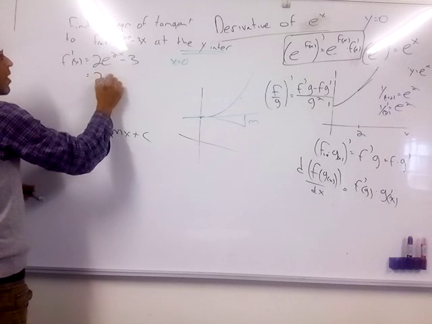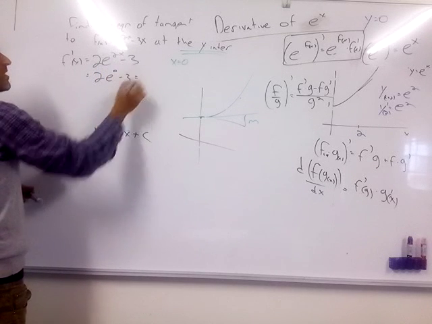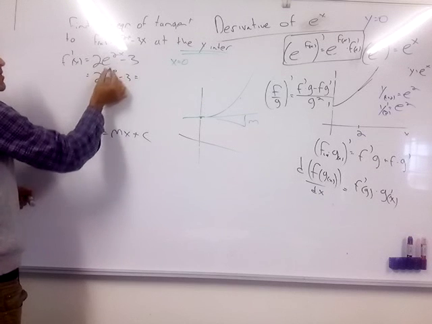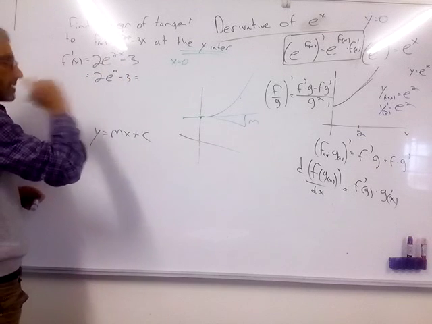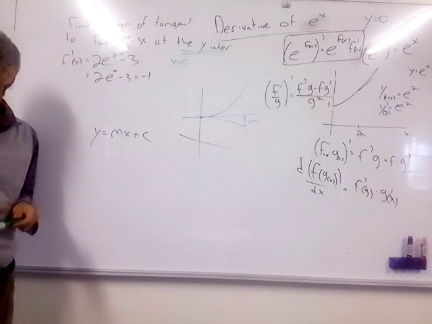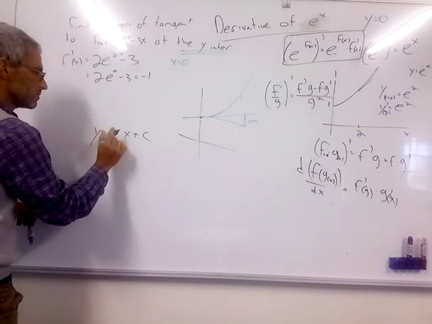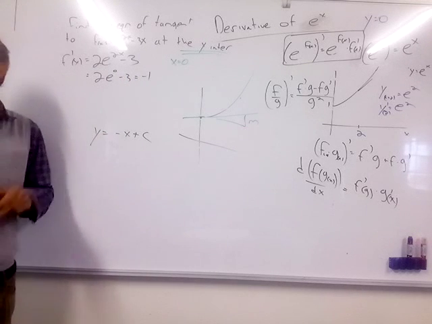What is that going to be equal to? 2 times e to the power of 0 minus 3. e to the power of 0 is 1. What is that? 2 minus 3. Minus 1. So m is equal to minus 1. How do we find c?